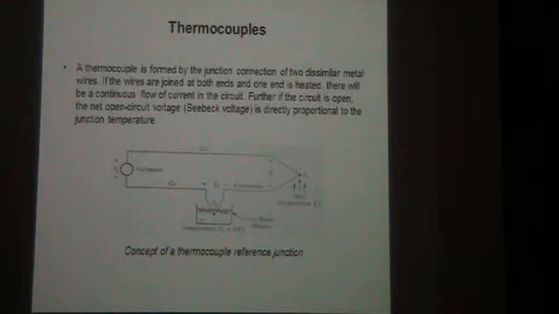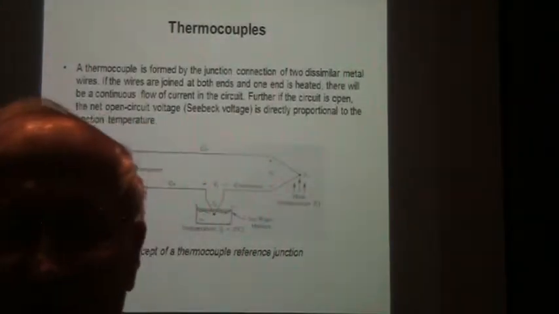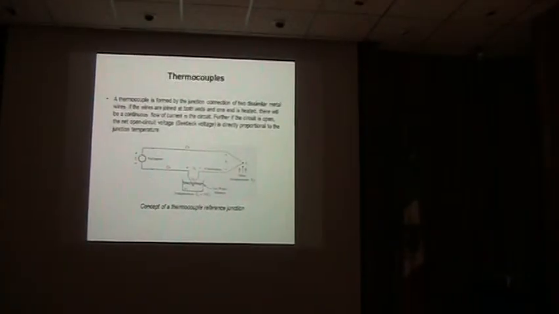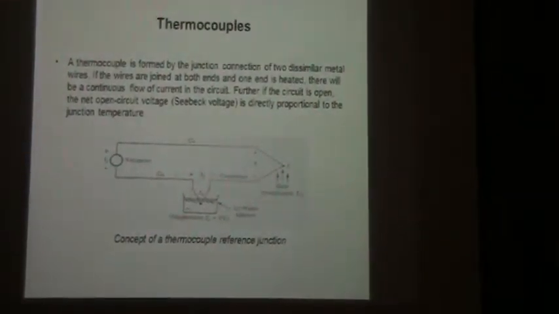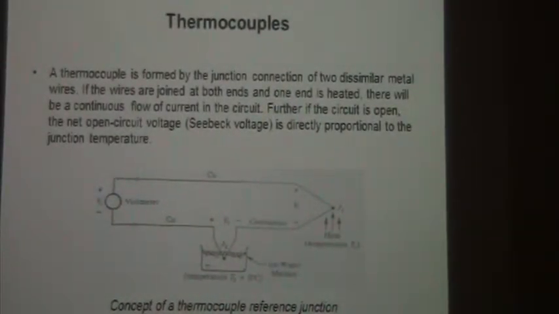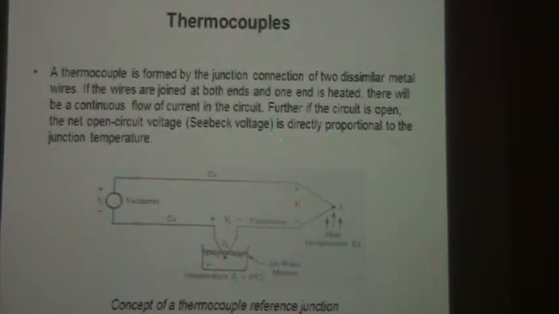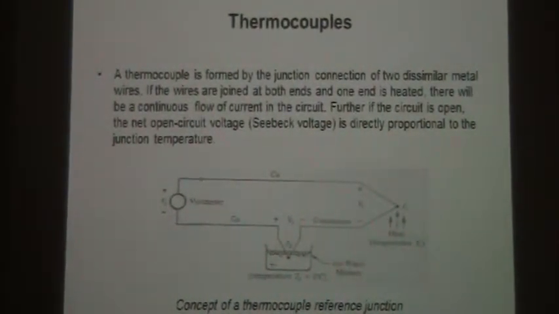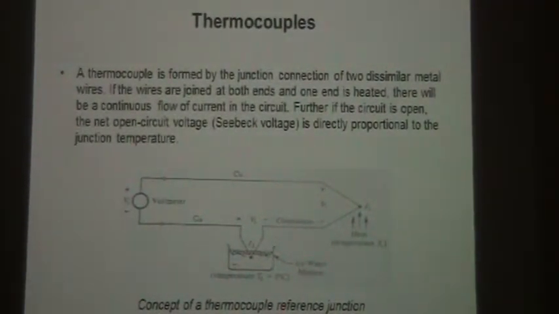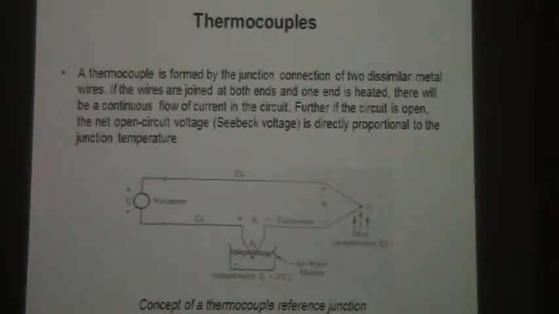Thermocouples. Based on the well-known Seebeck effect, we can design a thermocouple in our lab easily, yeah? Some thermocouples: a junction connection of two dissimilar metal wires. If the wires are joined at both ends and one end is heated, there will be a continuous flow of current in the circuit. Further, if the circuit is open, then the open circuit voltage is the Seebeck voltage. And this voltage is directly proportional to the junction temperature.